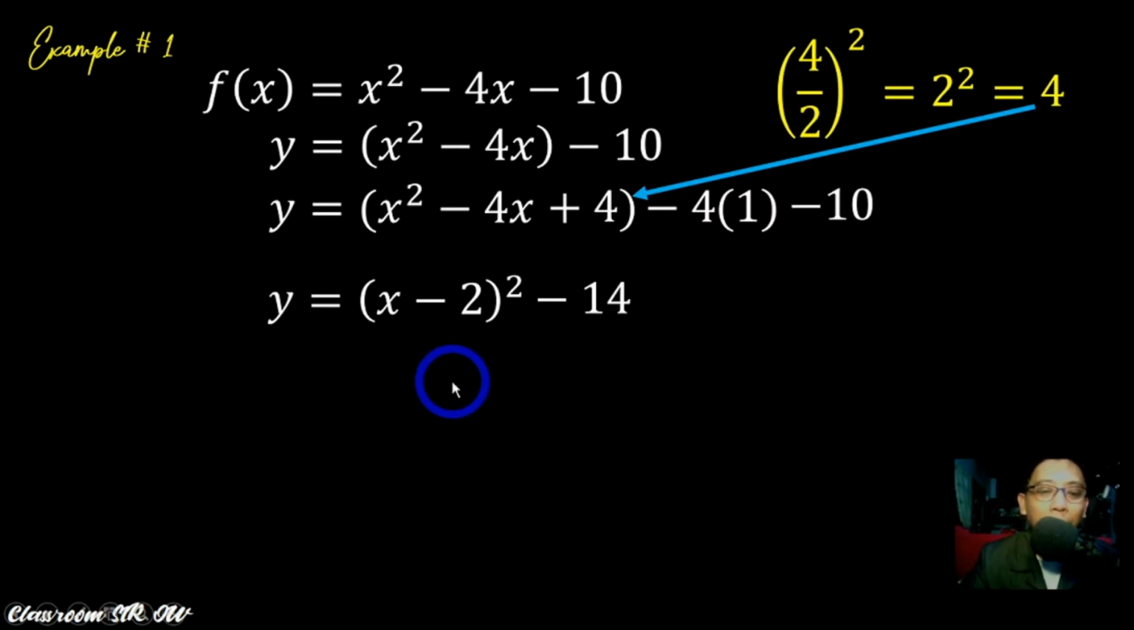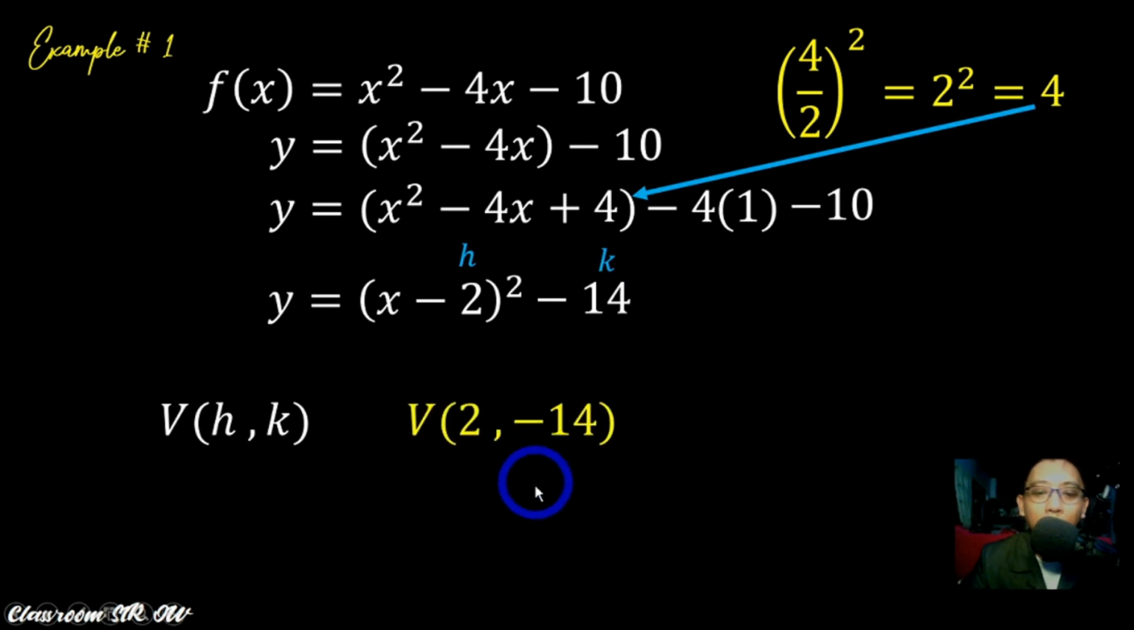Since we are asked to find the vertex, which is at h and k, our h is 2 and our k is negative 14. So therefore, our vertex is at 2. Why not negative 2? Because we will get the opposite. Since this is negative 2, that should be positive 2. And the value for k is negative 14.